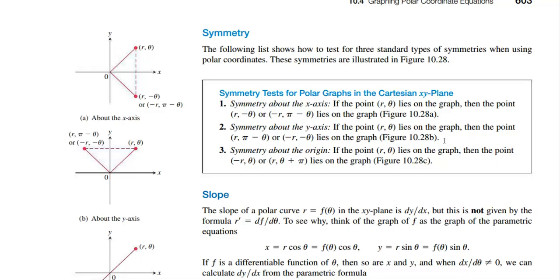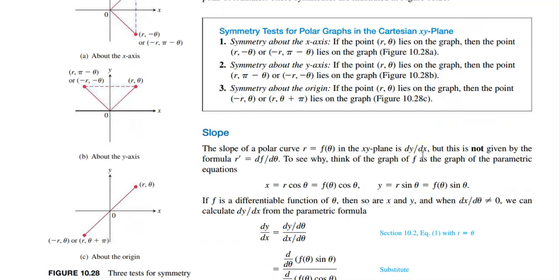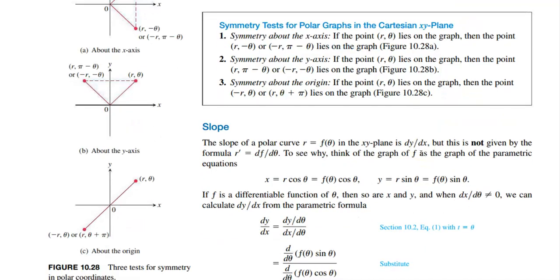For the y-axis, if the point (r, theta) lies on the graph, then the point (r, pi minus theta) or (negative r, negative theta) also lies on the graph. And for number 3, symmetry about the origin: if the point (r, theta) lies on the graph, then the point (negative r, theta) or (r, theta plus pi) also lies on the graph.